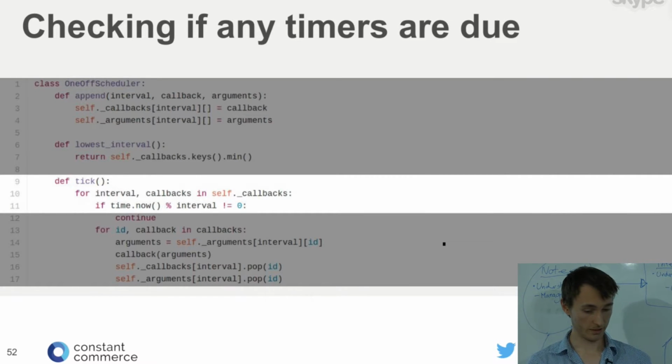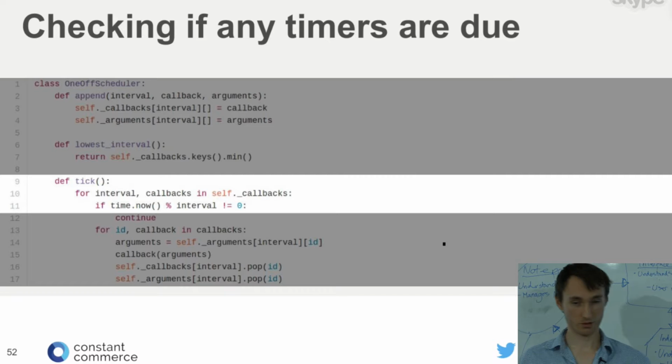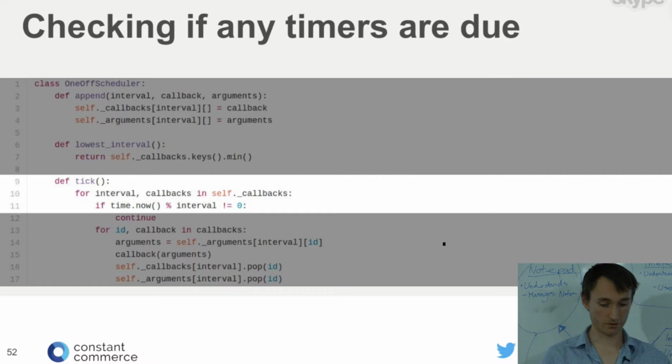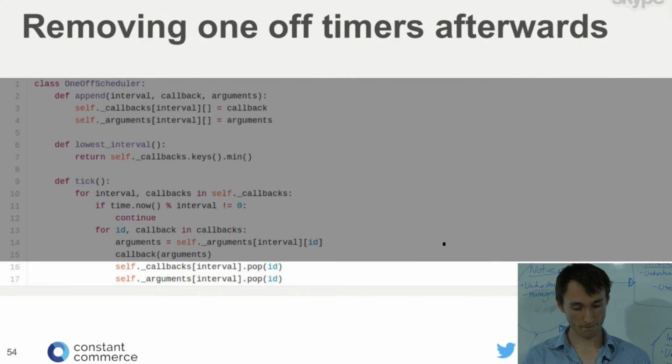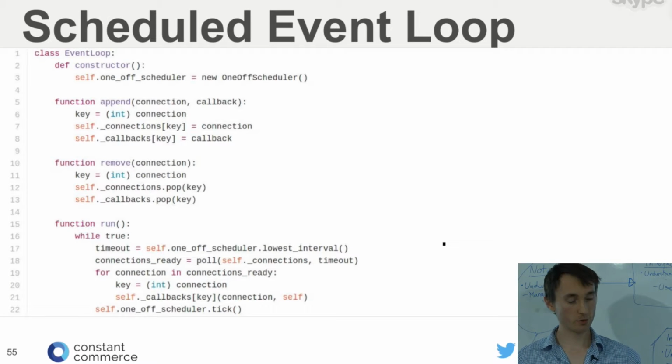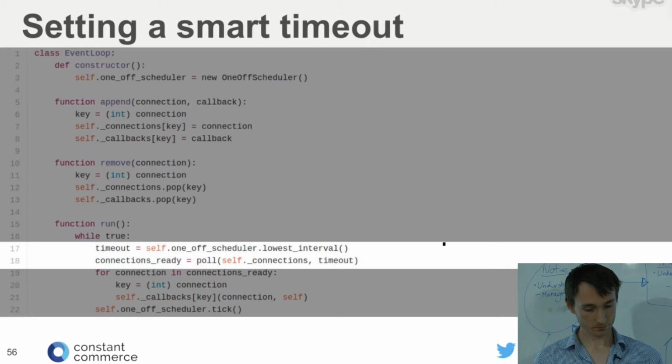The other method is tick. So that's basically going to wait for the interval, so 10 seconds, for example, and it's going to then check if there's something to execute here. And if we want to integrate the scheduler in the event loop, it's quite easy.